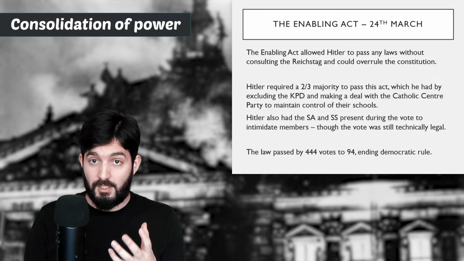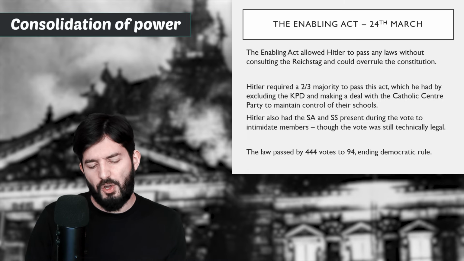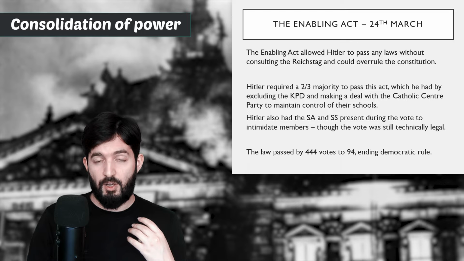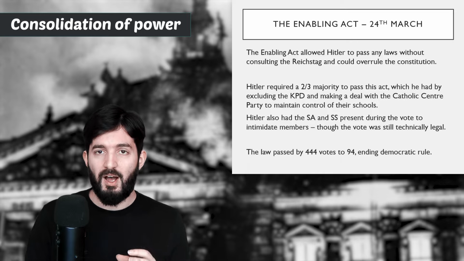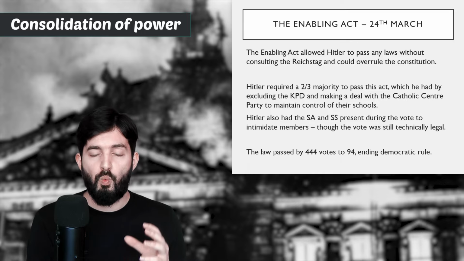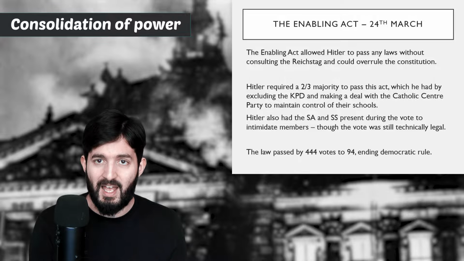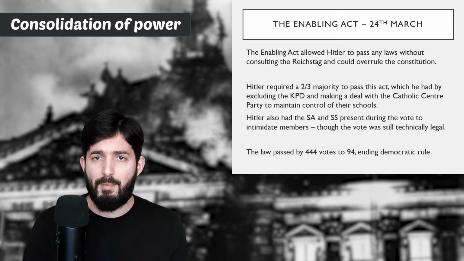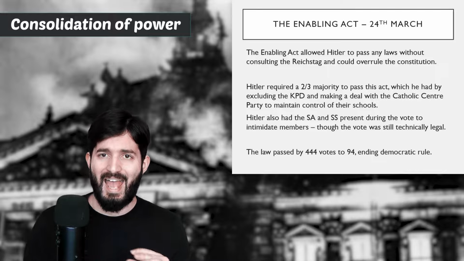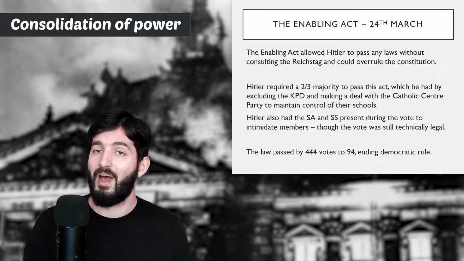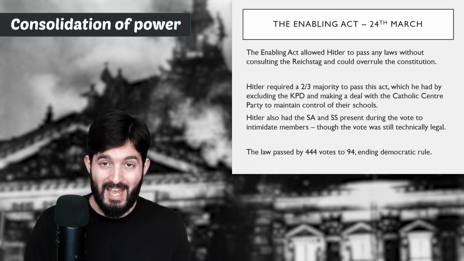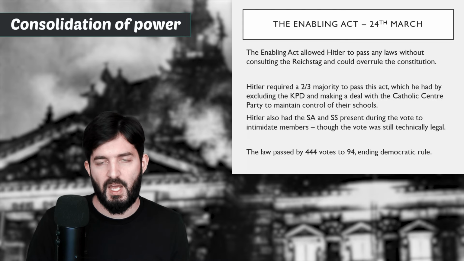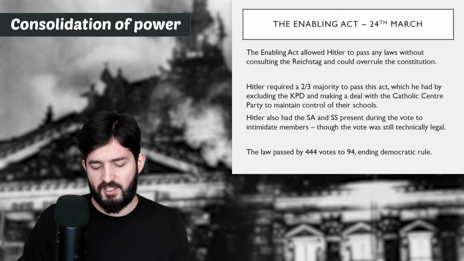He passes this change. It's known as the Enabling Act. It's got a different name, but we call it the Enabling Act. And it's a law that basically allows Hitler to pass any law he wants without consulting the Reichstag, and he can even overrule the constitution. So to clarify, the Enabling Act means Hitler can pass any law he wants without anyone else's prior approval. Okay, it's giving him massive, effectively dictatorial powers. How does he pass this, and why does it link to the Reichstag fire?